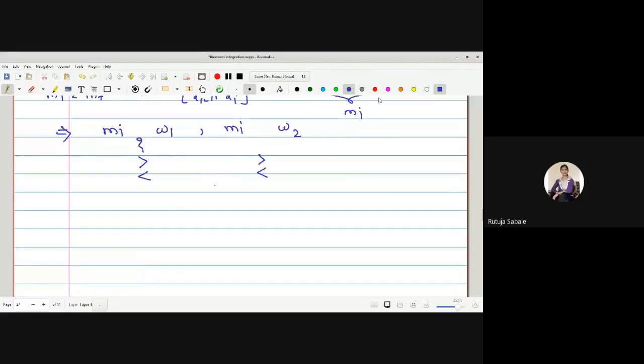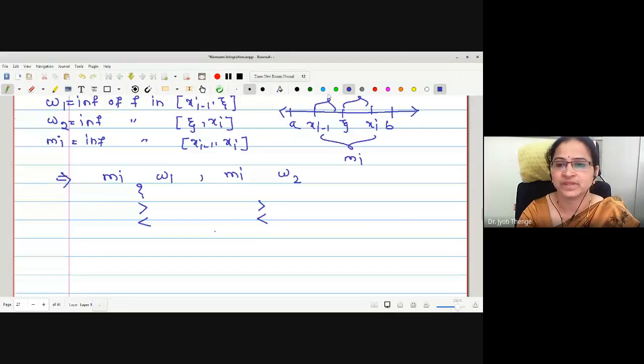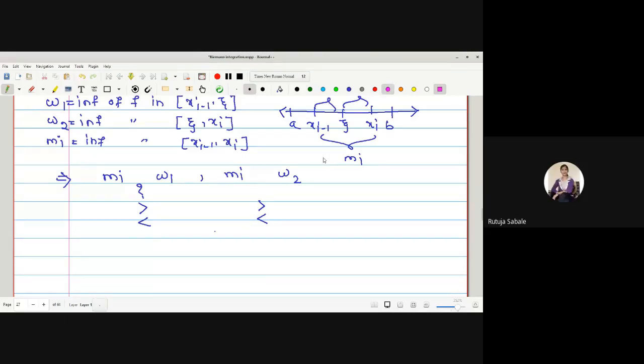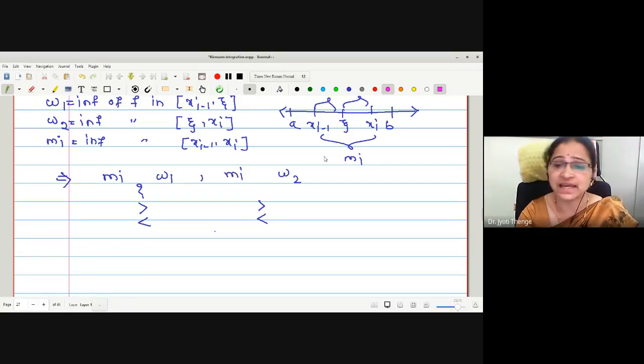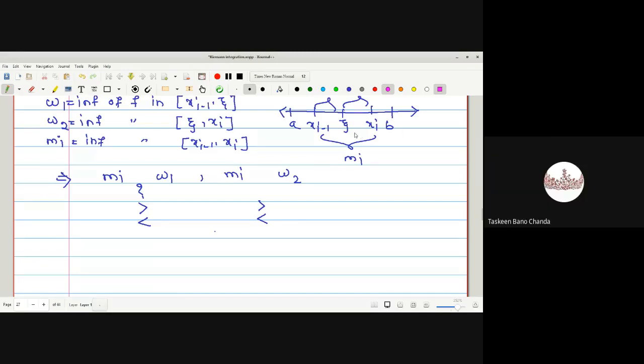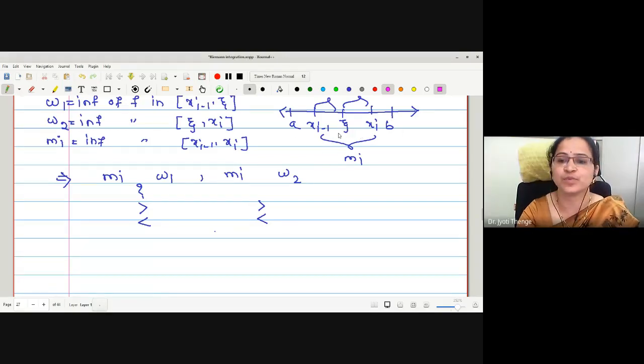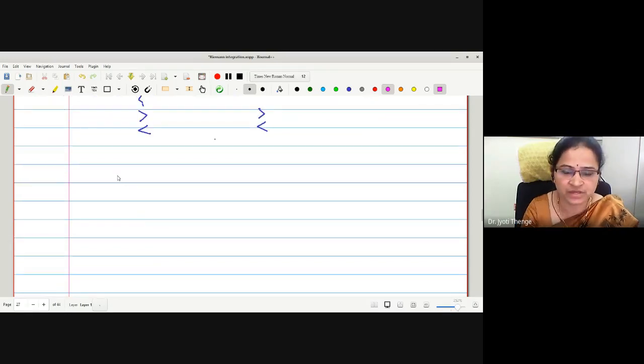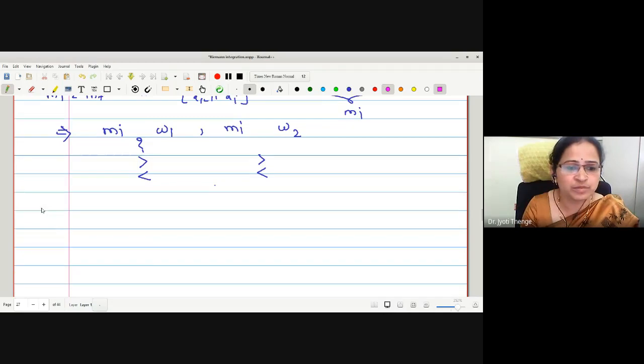Let me give you an example. If equality holds, then zeta will not be an extra point. By assuming zeta as an extra point, you have to answer me. Zeta must be an extra point, that is xi minus 1 strictly less than zeta, strictly less than xi. Assuming this, you have to answer the question I have asked you. Okay. Let me give you an example.